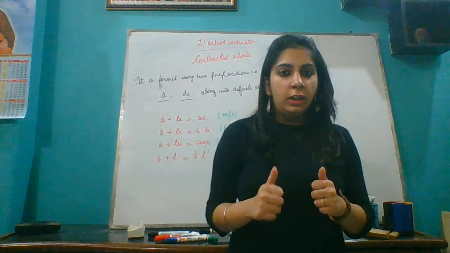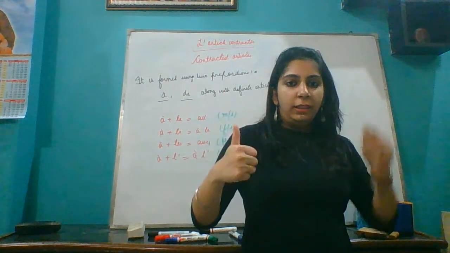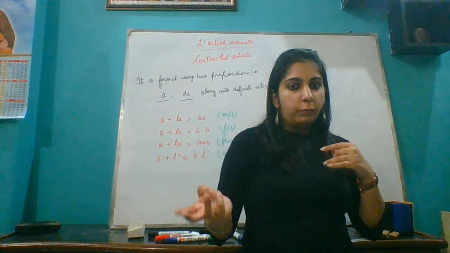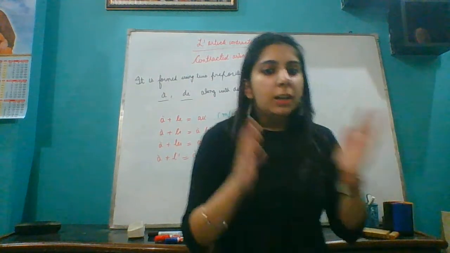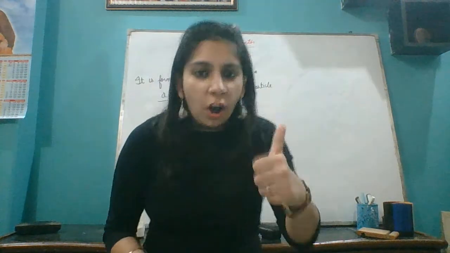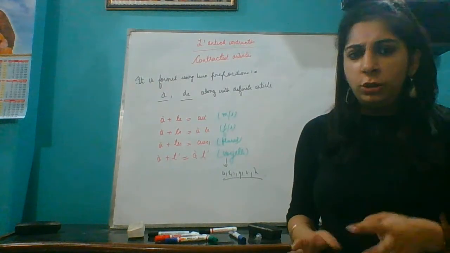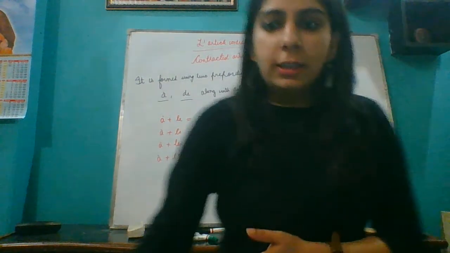So we learned about articles partitifs and articles contractés. Articles partitifs were du, de la, de and de l apostrophe. And articles contractés have these four plus another set of four articles: au, à la, aux and à l apostrophe. Now let's look at some exercises for all four types of articles.